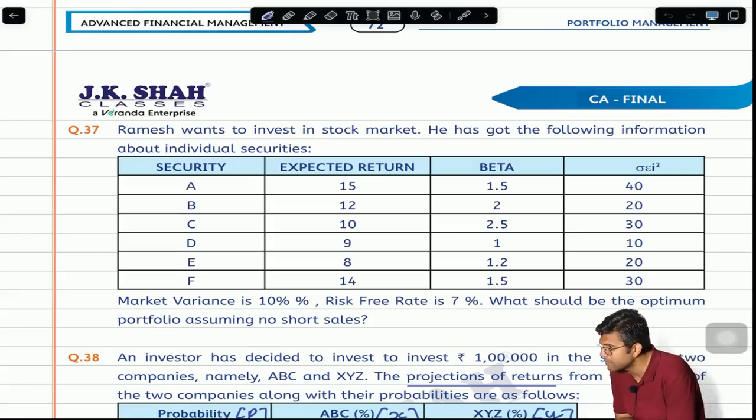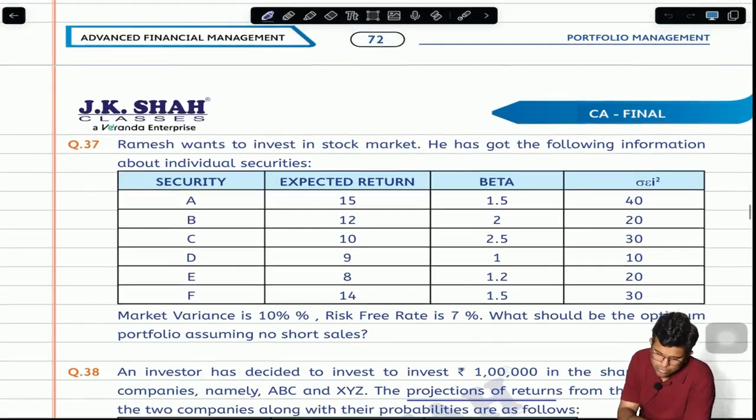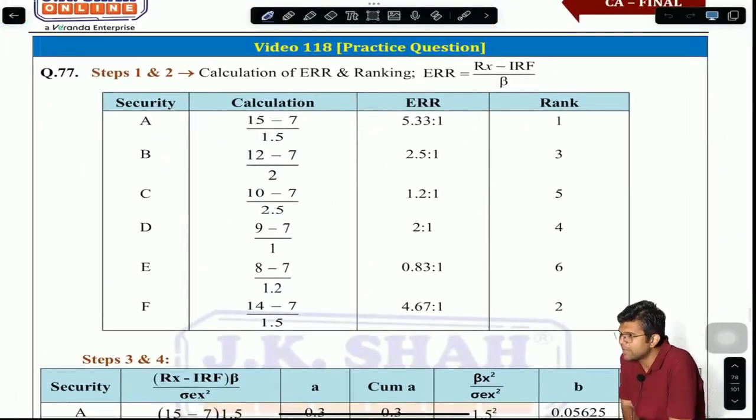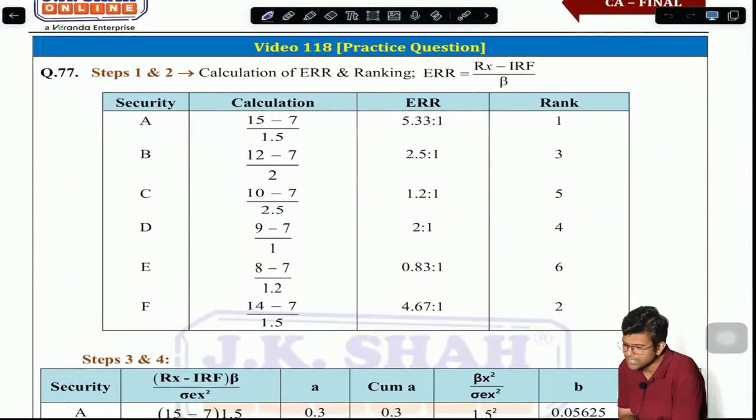Students, what is step number 1? Calculate ERR. And step 2, rank the securities based on ERR. Highest ERR will be rank 1 and so on. Everybody clear? Look at my steps 1 and 2. Just study the first 2 rows on the screen.